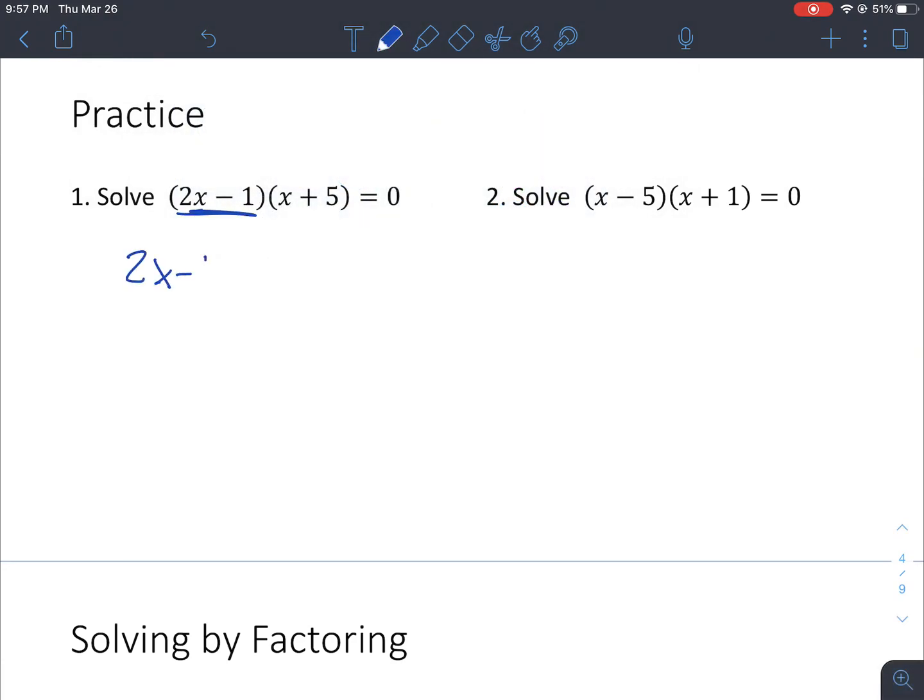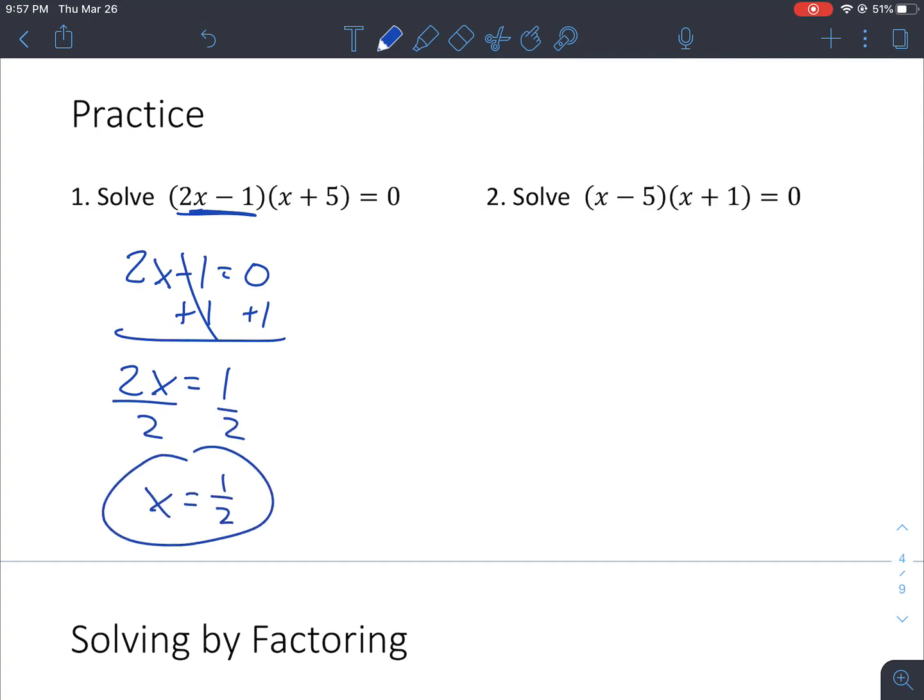First one, 2x minus 1 equals 0. Add the 1, and 2x is equal to 1. Divide by 2, and x is equal to 1/2. Or x plus 5 equals 0. Subtract the 5 from both sides, and x is negative 5.